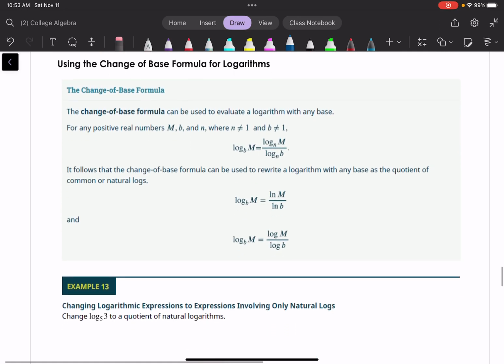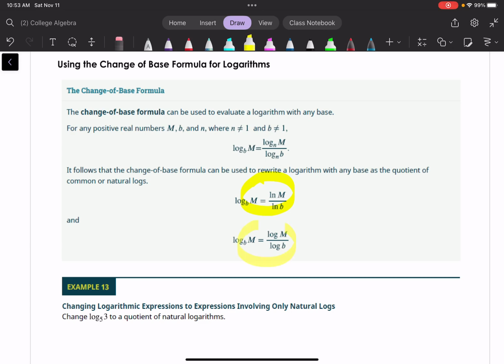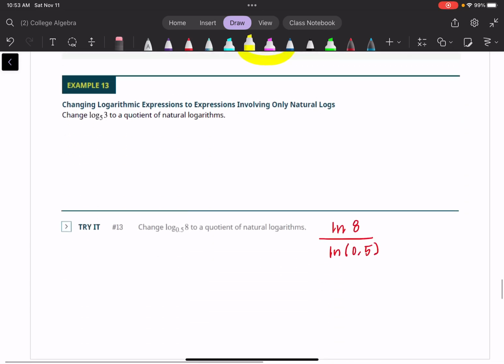And then finally, using the change of base formula. So change of base formula is great. So you can take any base and change it into, notice these are written in the bases that we can use in our calculator, the natural logarithm and the common log, or the base 10 log. And so that's really useful. So in example 13, I can't put that in my calculator. However, I can put the log base 10 of 3 divided by the log base 10 of 5 into my calculator. And we can also do this with the natural logarithm, which enables us to kind of answer the question.